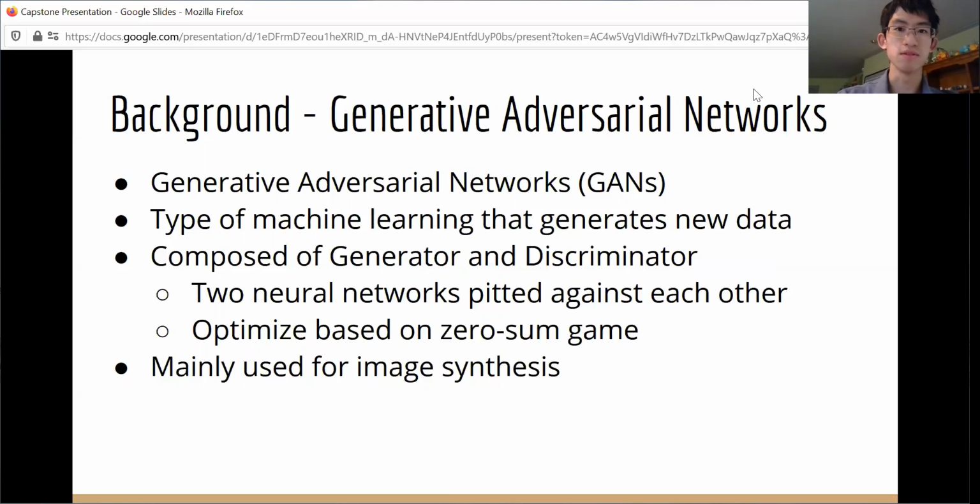This competition inherently drives self-improvement until the generator is able to generate realistic data. The most prominent use of these GANs currently is image synthesis.